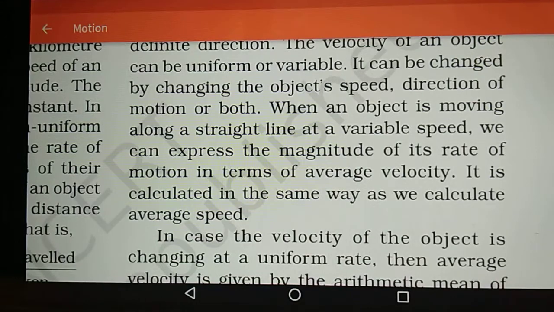When an object is moving along a straight line at a variable speed, we can express the magnitude of its rate of motion in terms of average velocity. Magnitude means the total number. જે final તમારો sum આવે એને magnitude કહેવાય. It is calculated in the same way as we calculate average speed. So there is nothing new in this.